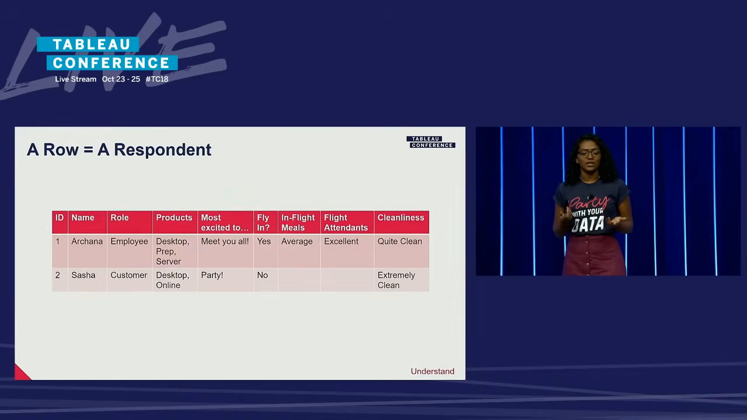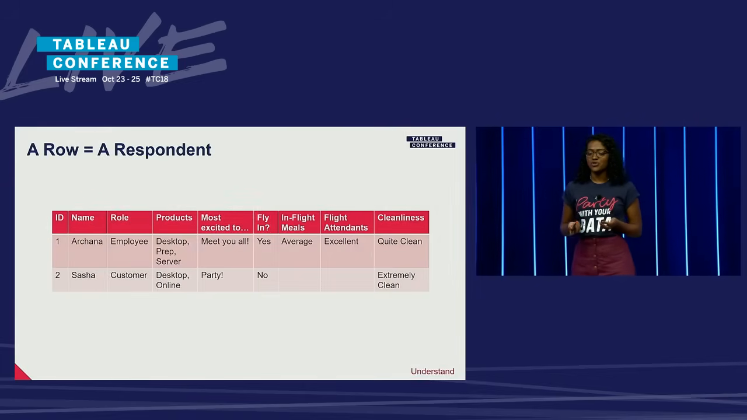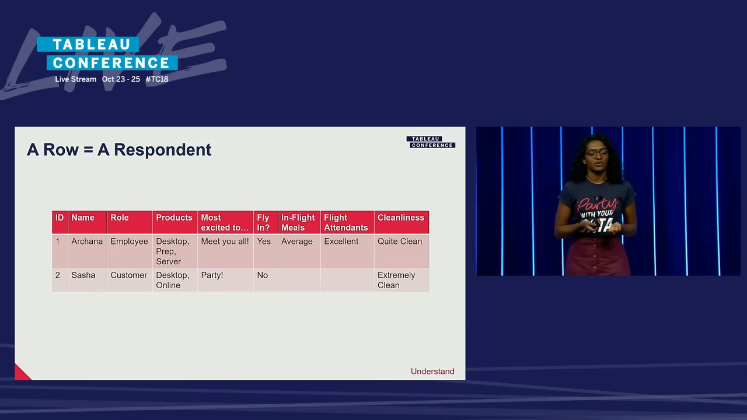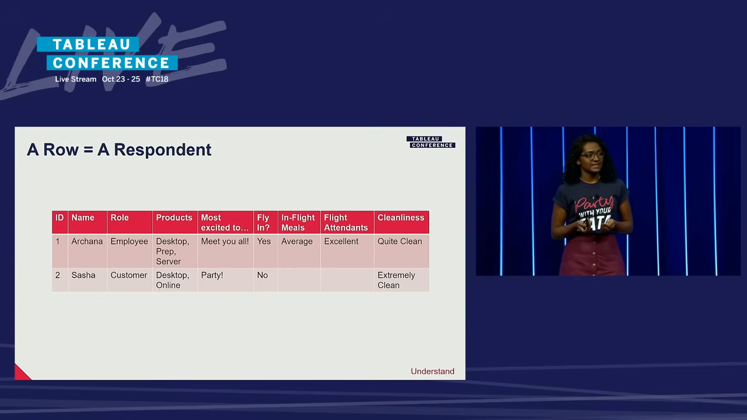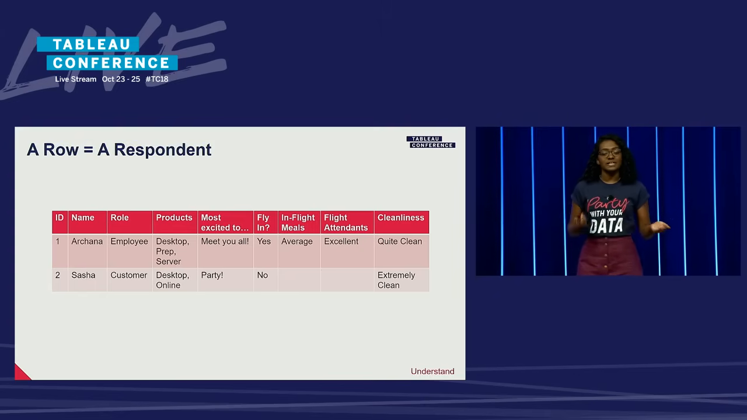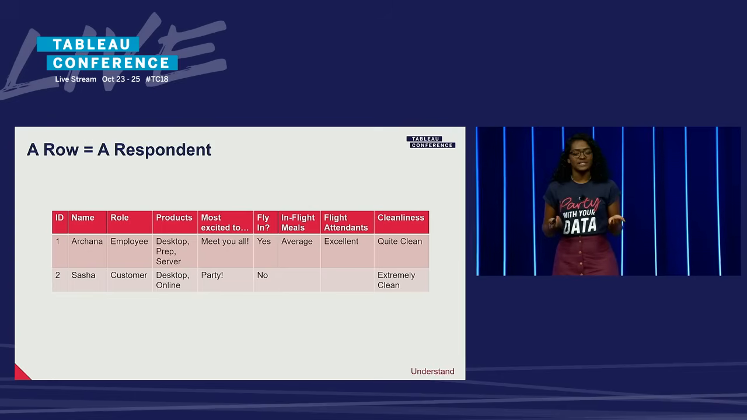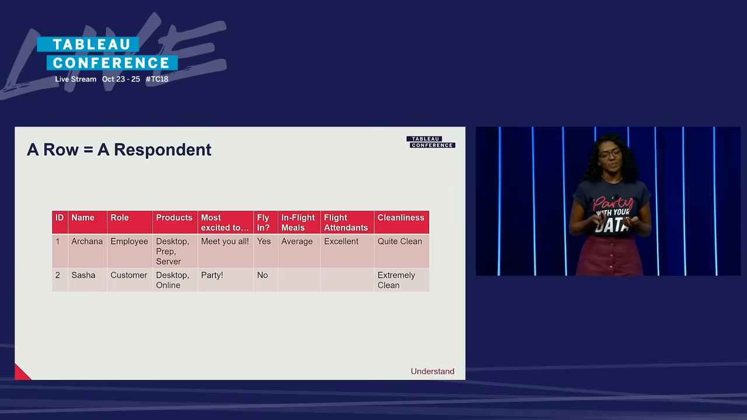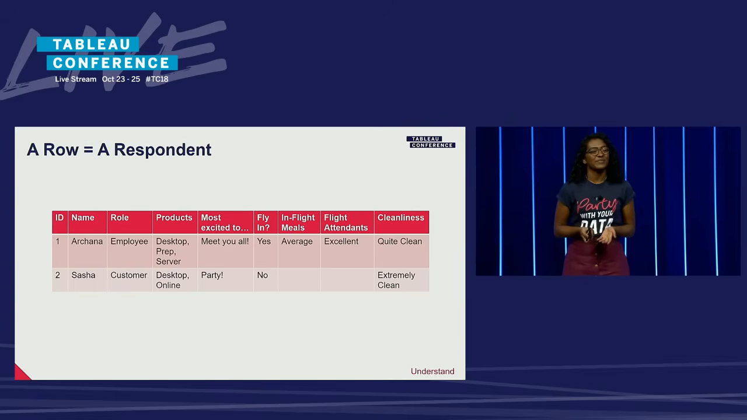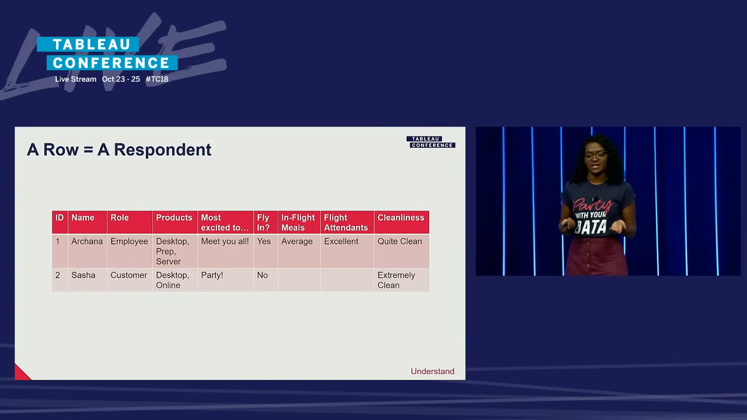So now let's take a look at the data. Most tools will output it something like this, a row per respondent. It's easy for us to understand since we can read across and know exactly the profile of the person. Take, for instance, Sasha. I know she's a customer, she uses Desktop and Tableau online, and she's here to party. She didn't fly in, but she's happy with how clean her hotel is. It's easy.